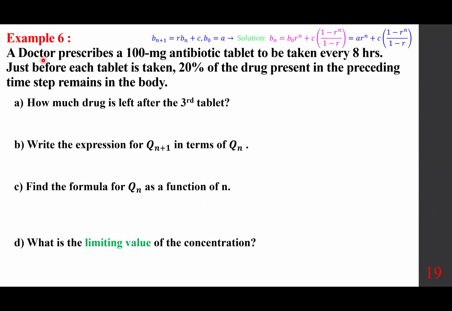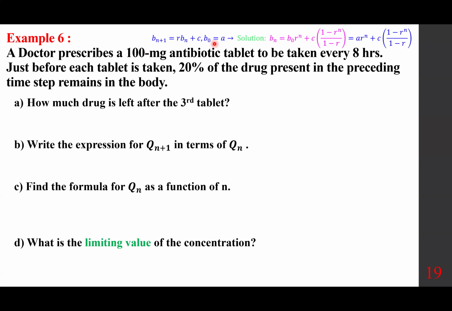A doctor prescribes a 100 milligram antibiotic tablet to be taken every 8 hours. Again, 8 hours times 10. Just before each tablet is taken, 20% of the drug present in the preceding time step remains in the body. We have to pay attention to that. And before we even get on with the questions, we want to write the given first. So to write the given, everybody, when we look at part B, we see Q instead of B. So we're going to go with Q.